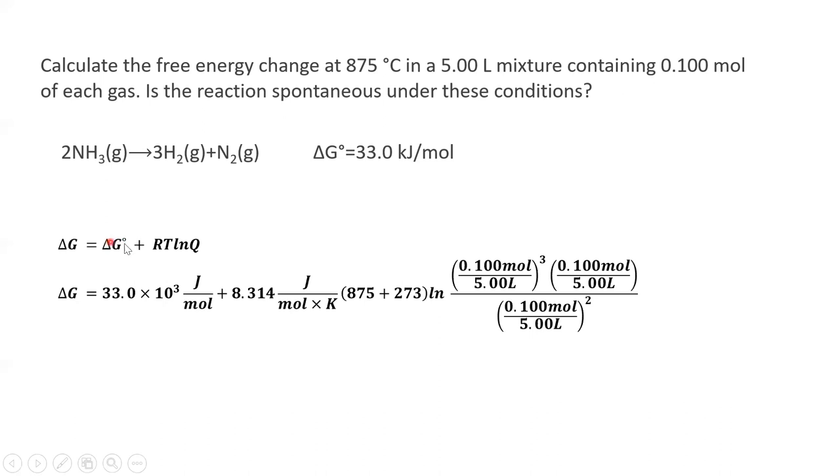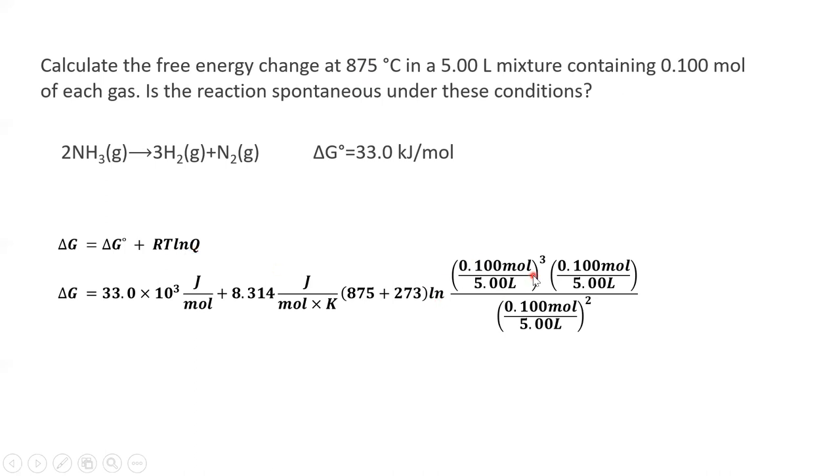So here's our free energy at standard conditions. We were given that number. We're going to add to that R, which is 8.314 joules per mole Kelvin. This is a constant, times our temperature, which has to be in Kelvin. So we're going to add 273 to 875. And then we're going to take the ln of Q.